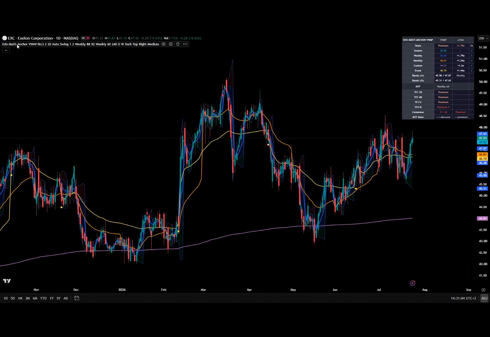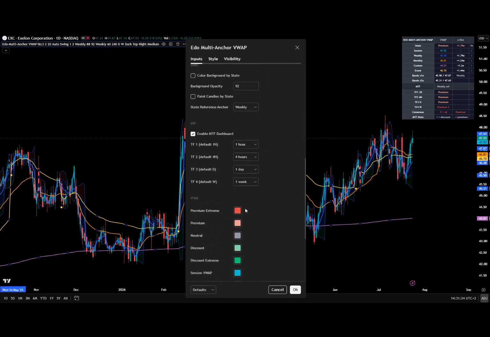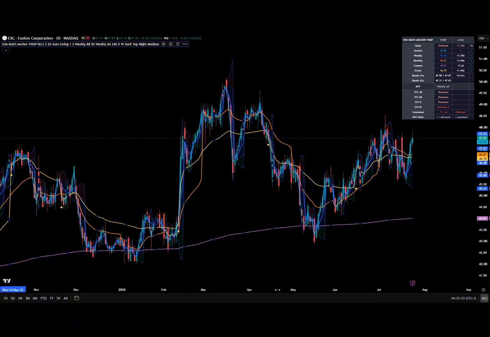Everything is adjustable. Let's open the settings. The source and line width, and the 5 toggles, session, weekly, monthly, custom and event. The custom anchor date, the pivot length that defines a significant swing, and the event mode. The two band multipliers, and with a scroll, the reference anchor, the 4 time frames and the panel itself. Cancel reverts everything, so you can explore without touching your setup.